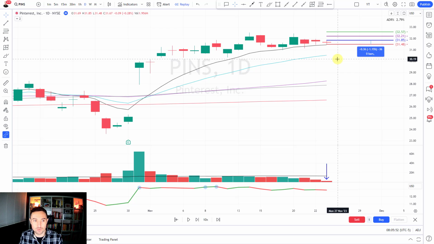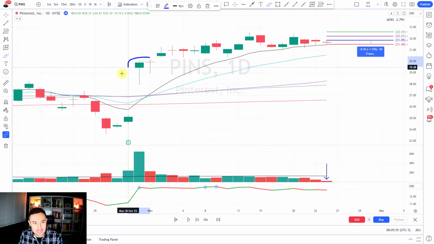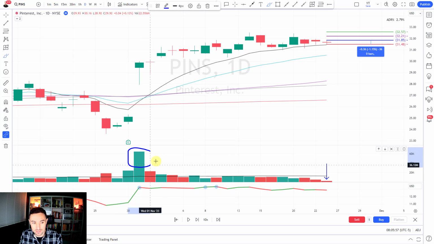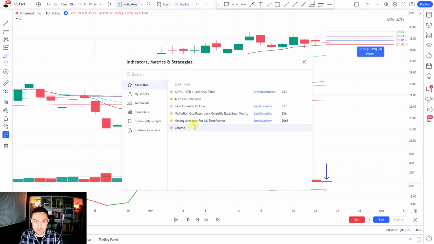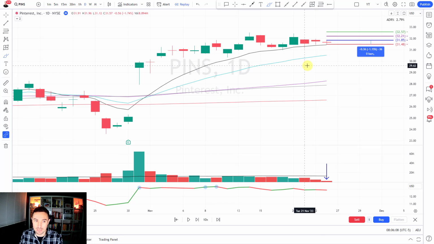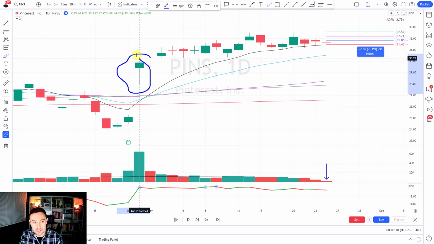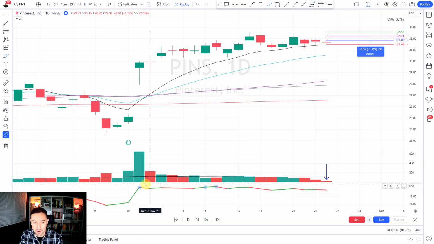So what have we been able to do here? Well, we've been able to identify a stock that's had a positive earnings reaction. You can see the volume coming through. It hits a 52-week high. Search my name in the indicators. Here it is. Search my name, Jack Corsellis, RS line. You'll find it. The ADR that I'm going to talk about, I use this one here, okay, if you want to use that. So we can see a positive earnings reaction, a 52-week high on the relative strength line versus the S&P. This is a very strong stock.